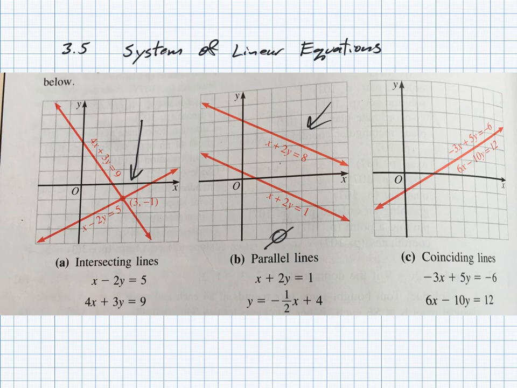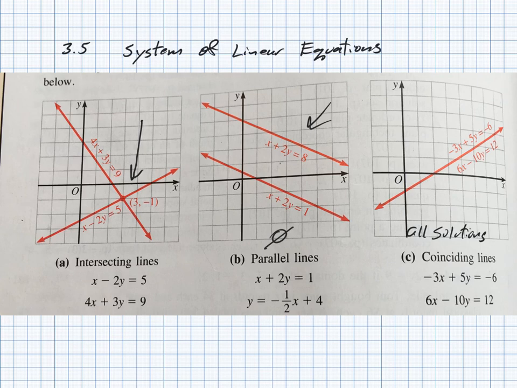If the lines fall on top of each other, we call them coinciding lines, and we would basically say that they share all the same points. So the answer for coinciding lines is that we have all solutions. And clearly, the latter two situations are a little more rare. We're more likely to find intersecting lines.